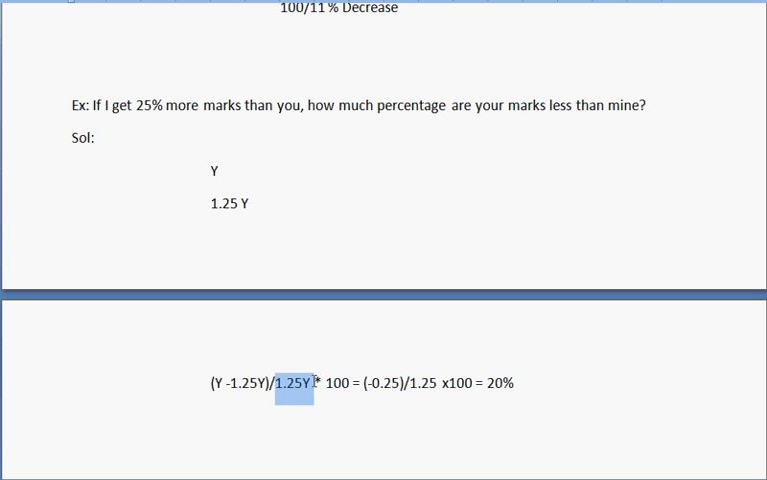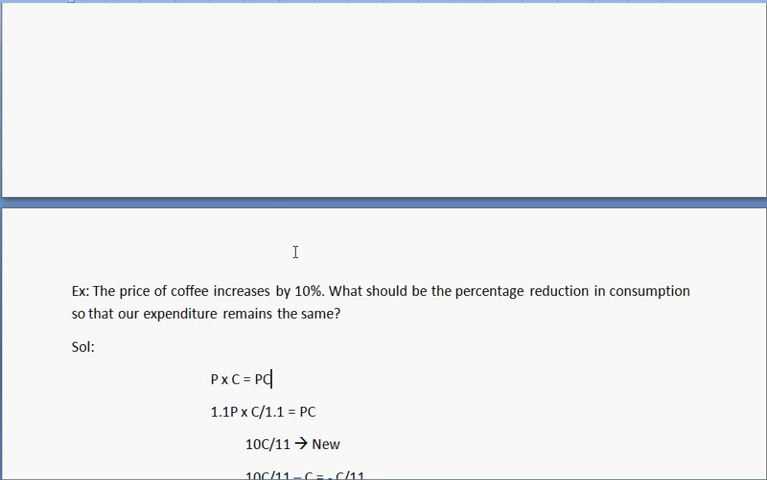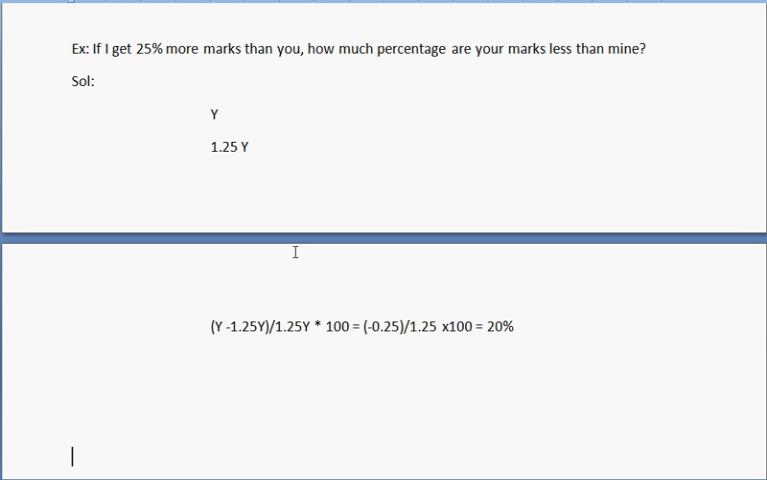So why we have put my marks in denominator is we are comparing, the question is asking how much percentage your marks is less than mine, right? So the comparison is done vis-a-vis my marks, right? So that's why it comes in denominator. In all the above questions, the percentage increase or decrease happens on the original thing, right? So that was the denominator always, right? The original thing. So you have to just see where is the comparison taking you.